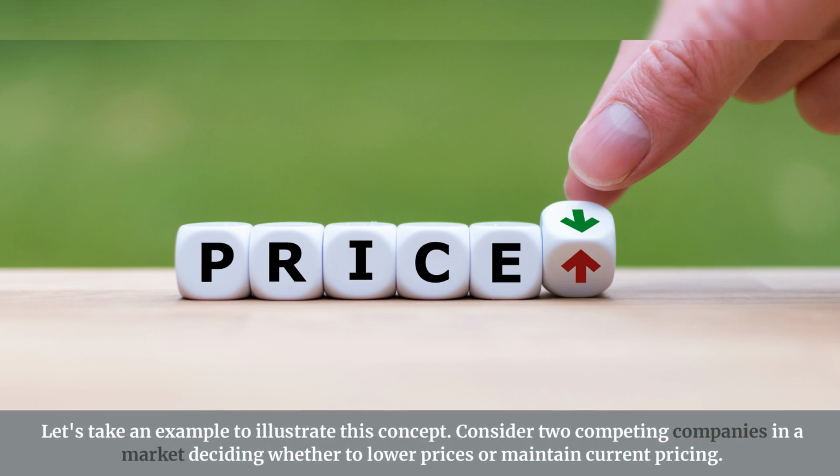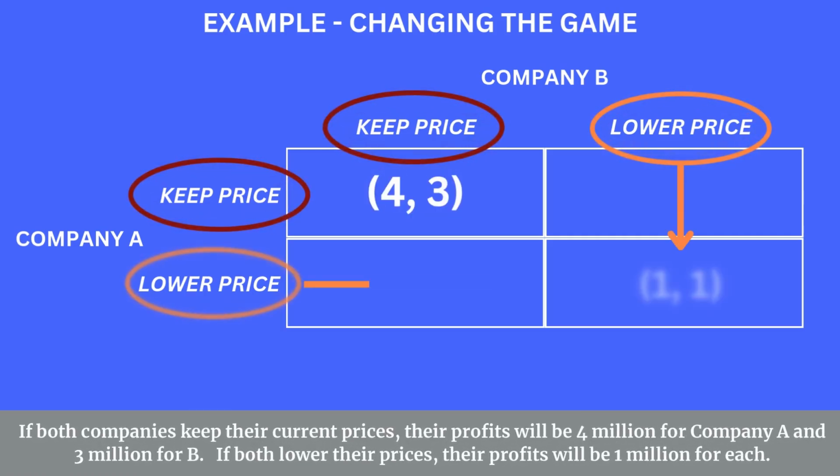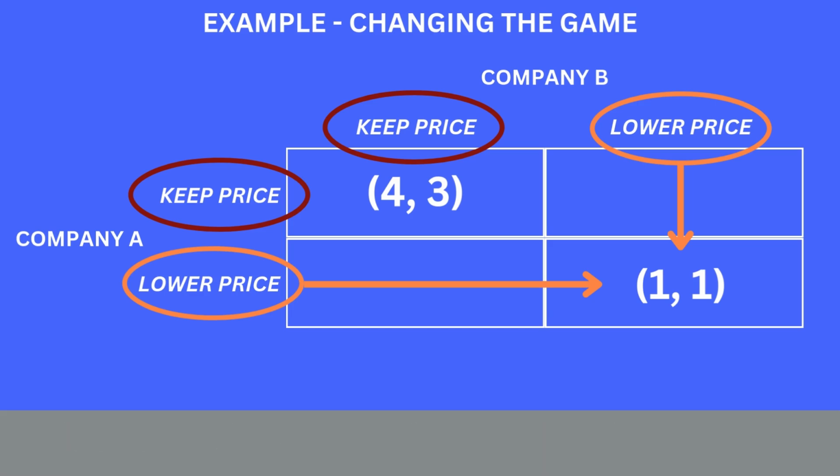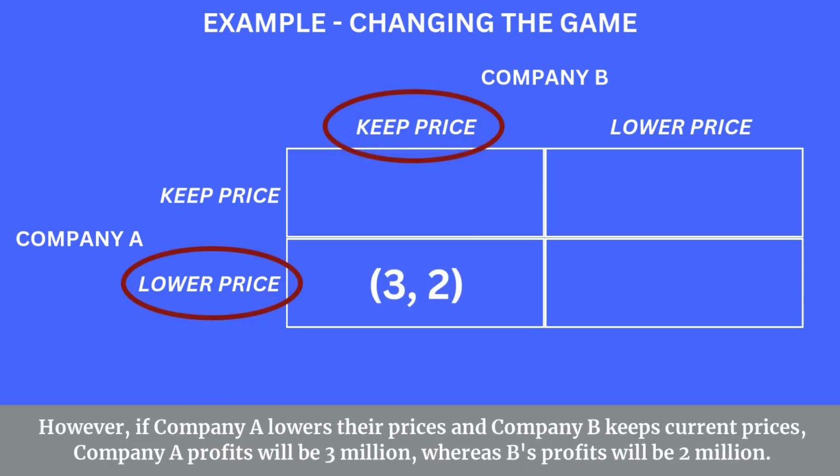Let's take an example to illustrate this concept. Consider two competing companies in a market deciding whether to lower prices or maintain current pricing. If both companies keep their current prices, their profits will be $4 million for Company A and $3 million for B. If both lower their prices, their profits will be $1 million for each. However, if Company A lowers their prices and Company B keeps current prices, Company A's profits will be $3 million, whereas B's profits will be $2 million.